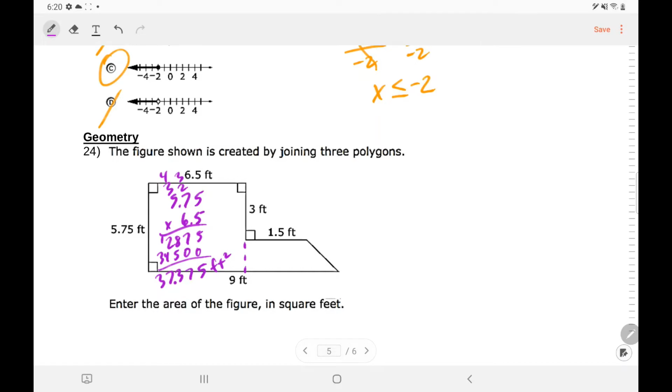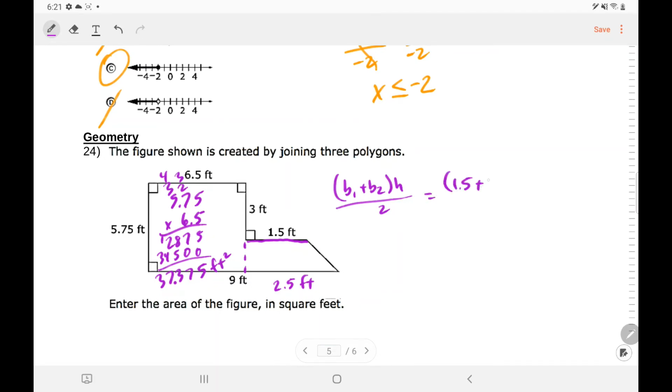Now for the trapezoid, we know that the formula for a trapezoid is base 1 plus base 2 times our height divided by 2. Base 1 is 1.5 as we can see up here. And base 2, we know the whole thing is 9 and the rectangle on the left is 6.5. So 6.5 plus 2.5 gives us our 9 feet. So let's apply this now.